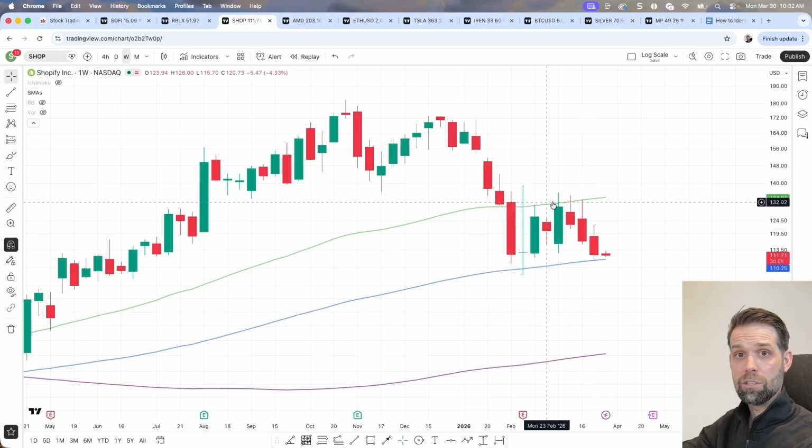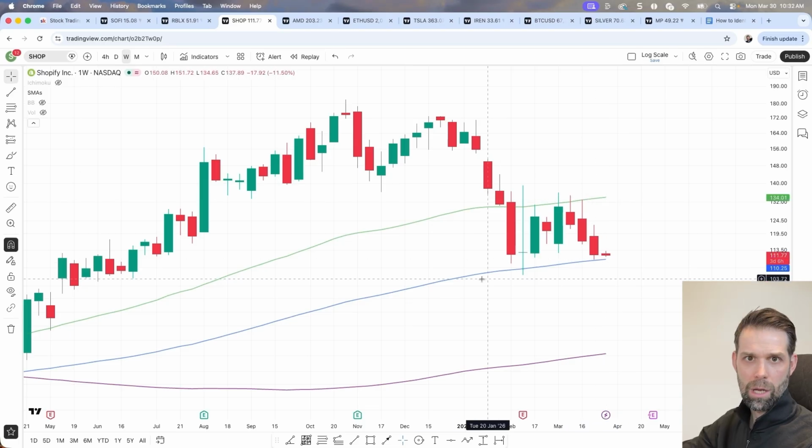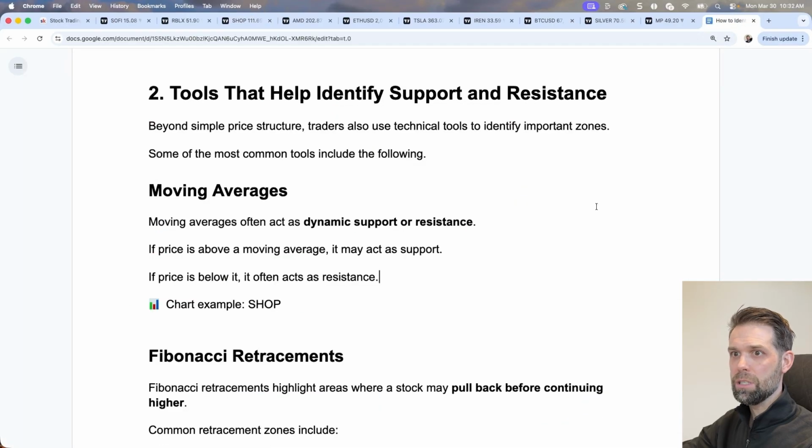So what these moving averages do is they sort of flatten out the price and average them based on a specific timeline. So the 50-week averages the price of the last 50 weeks, the 100, the last 100 weeks, and this darker line is the 200-week moving average. So that is one indicator that can be used.